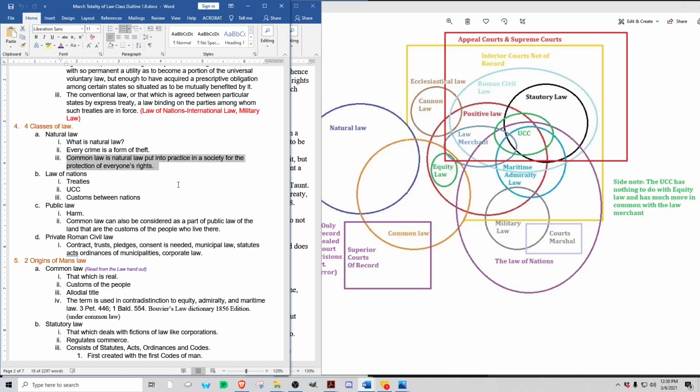So the idea of due process, right? That both the rights of the plaintiff and the defendant are protected. That's an aspect of common law. That you shouldn't steal from your neighbor.